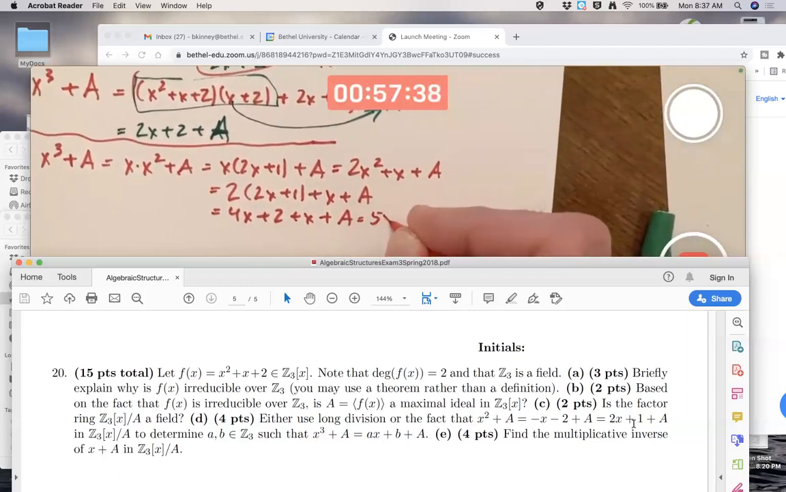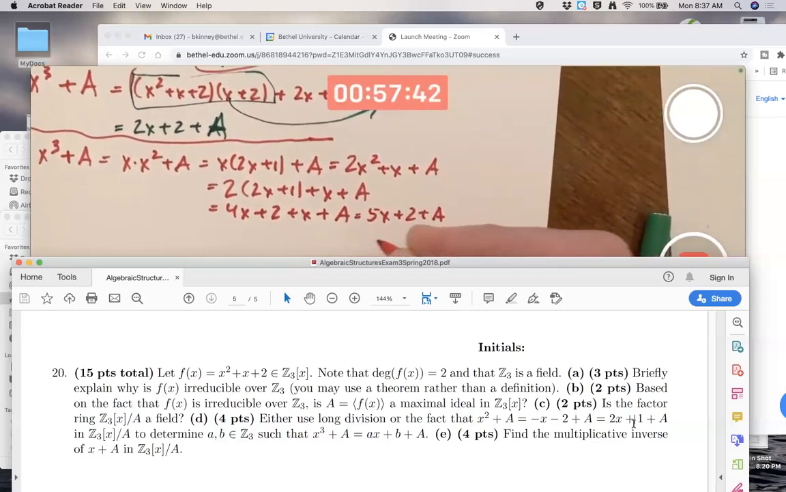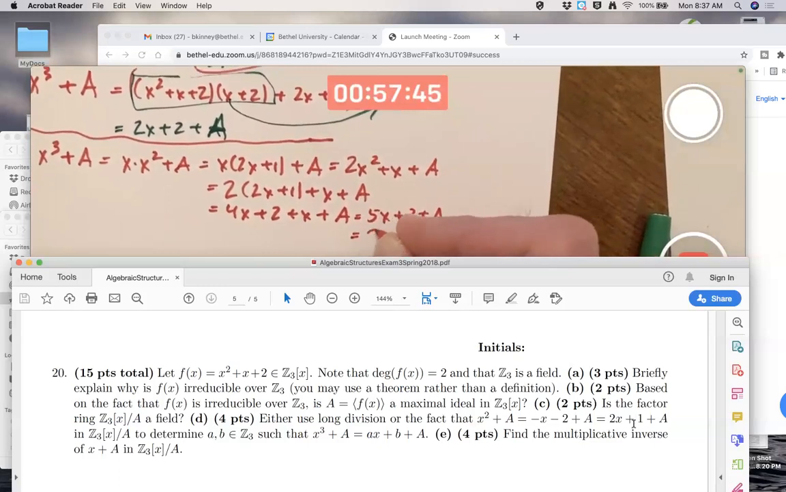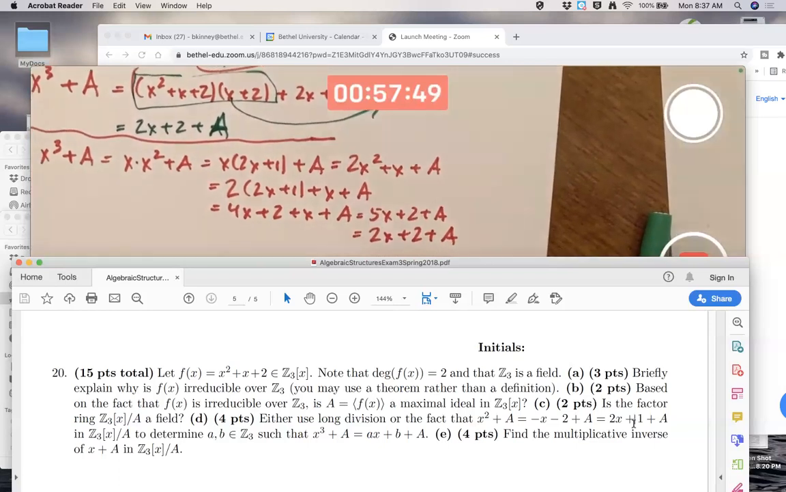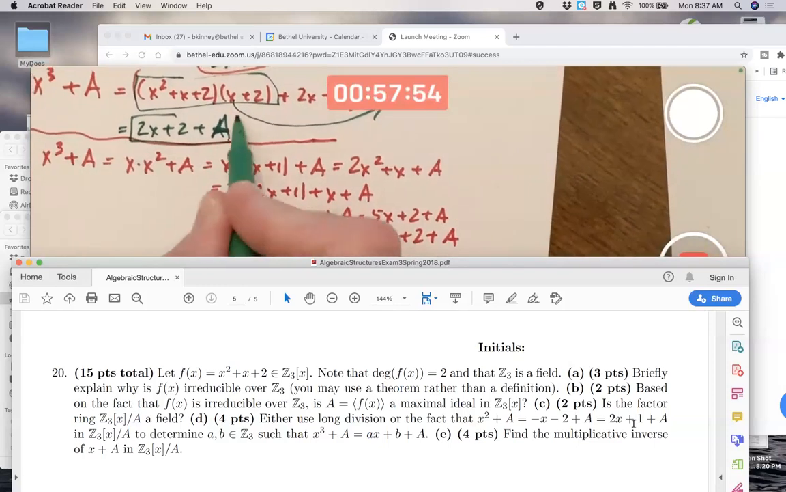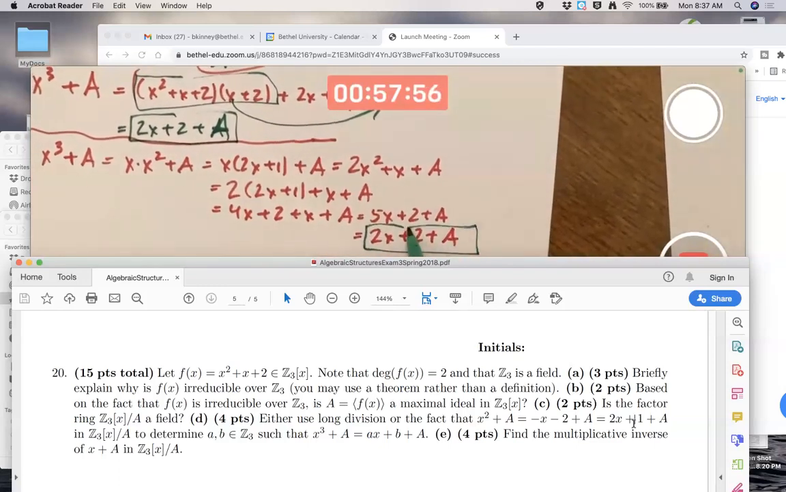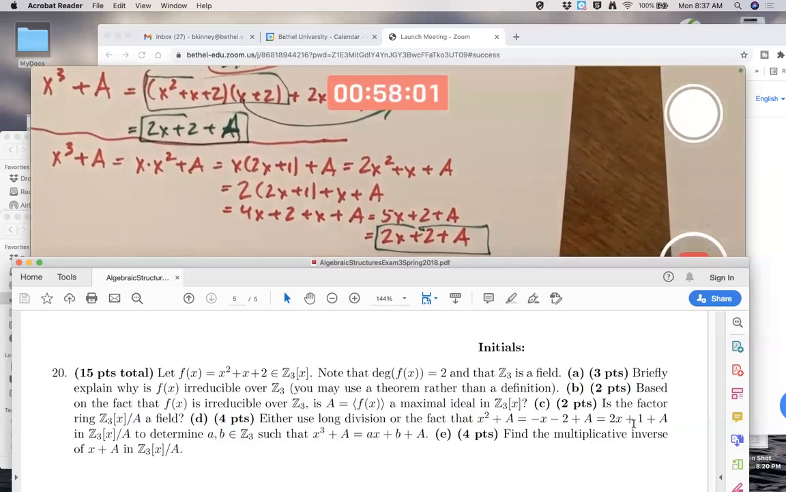That's 5x plus 2 plus A, but then mod by 3. 5 mod 3 is 2. Got the same answer. This matches this. Yay. I was afraid I wasn't going to get the same answer. But it worked out. So evidently I did not make a mistake anywhere. It should work out, if you don't make a mistake, that you get the same thing.